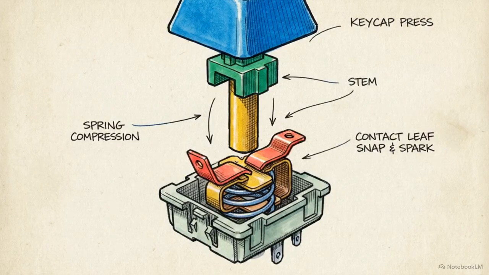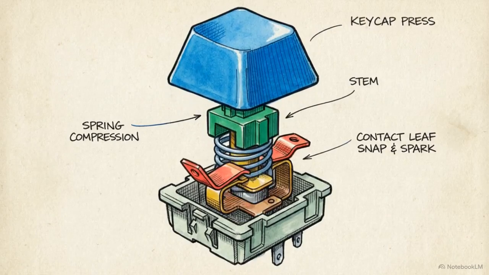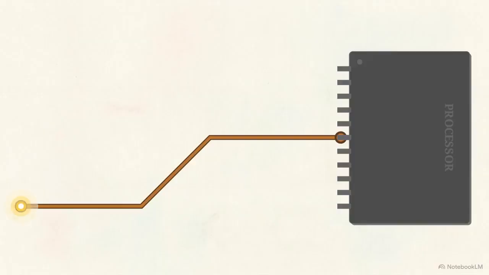Every time you press a key, you are performing a mechanical action. A plastic switch bottoms out, forcing two metal plates to make electrical contact. This contact generates a voltage spike that travels down a copper wire. To the internal hardware, this electrical pulse is the only information that exists.